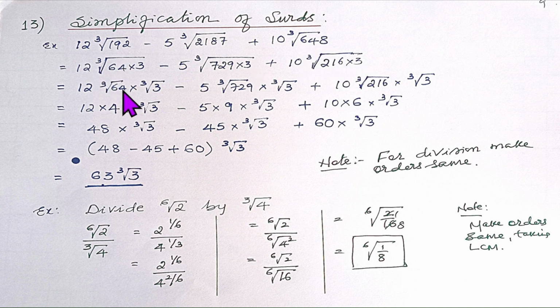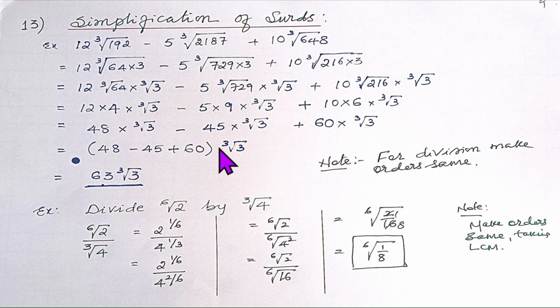Now cube root of 64, as you know, it is 4. Cube root of 3 as it is, and cube root of 729 is 9, and cube root of 216 is 6. So now I have 12 into 4, 48 cube root of 3, 5 into 9, 45 cube root of 3, and 60 cube root of 3. And if you observe very carefully, all these are like surds with minus and plus signs. So add and subtract here. I can add 48 and 60 and subtract 45, I get 63 cube root of 3. So that is how we simplify the surds.